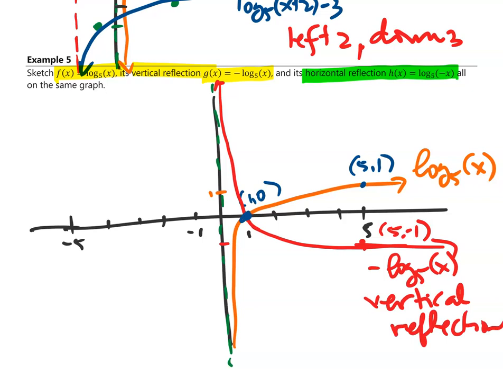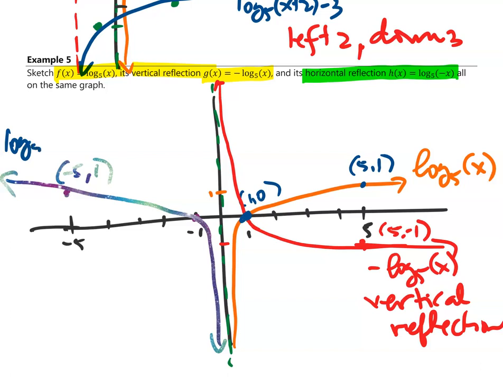Next one, horizontal reflection, log base 5 of negative x. So here at 1, 0, we're gonna have at negative 1, 0, 5, 1, and we will have a point at negative 5, 1. So the graph will look like this. So this is the log of negative x with a base 5.